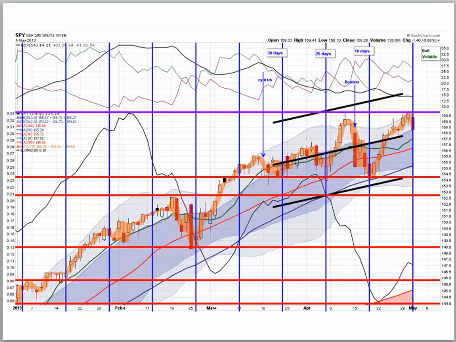So if we take a look at the market health check, this is daily charts on the S&P, symbol SPY. The vertical blue lines are 10, 20, and 30 days of look back. The horizontal red lines are support levels that have held in the past. The purple line is the swing high at 160 right now, and you can see that was just tested on Wednesday of this week. The dark blue shaded region is the 30-period Bollinger Band plus or minus 1 standard deviation, with the red line being the Bollinger Band mean.